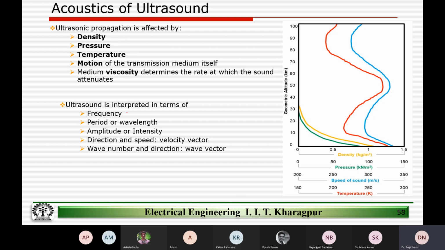Again, because it's a wave, we are going to talk of it in terms of frequency, wavelength and amplitude. Essentially it's the same stuff as in electrical, when we talk of a sinusoidal voltage: the frequency of the voltage waveform and the period. Period and frequency are related to each other, one and the same thing. Then the amplitude or intensity, the direction or speed, the velocity vector, and the wave number. We are going to talk about what a wave number is.